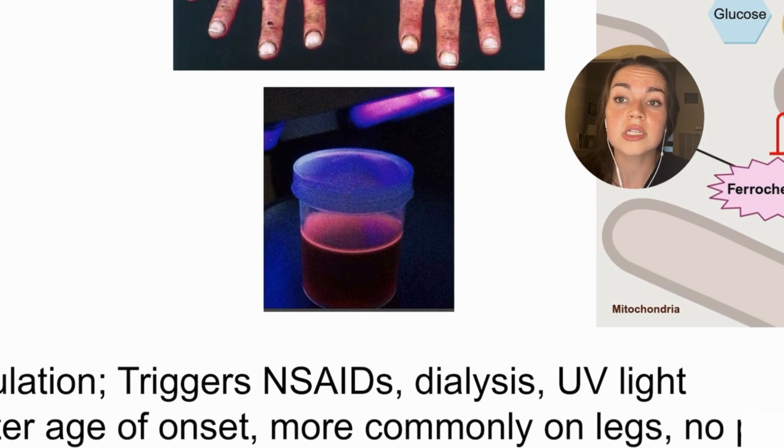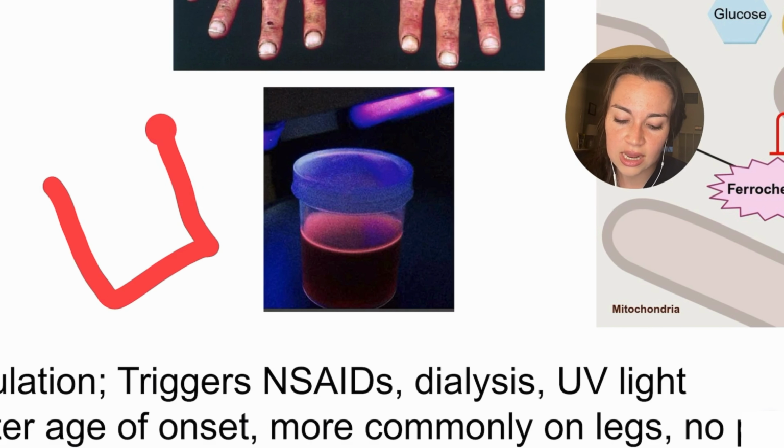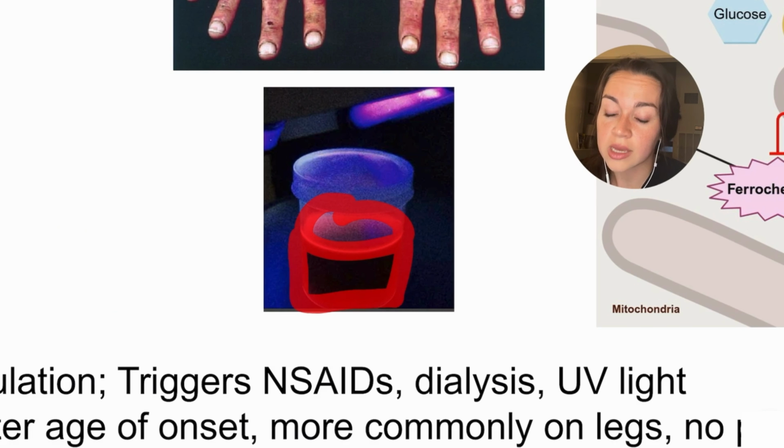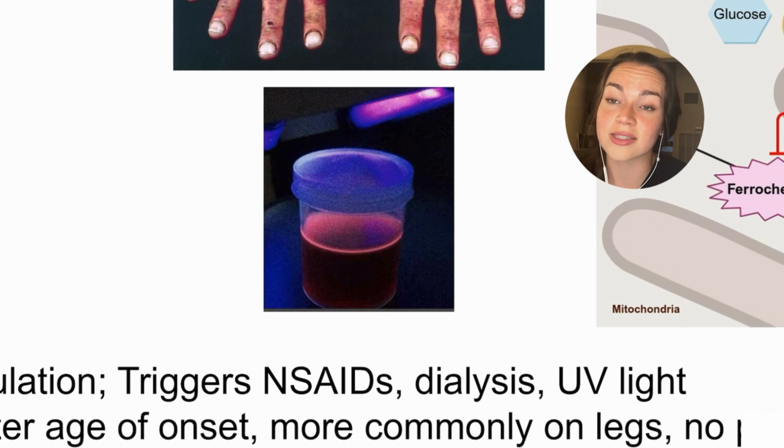Remember, we're seeing a buildup of uroporphyrinogens. Uroporphyrinogen is a porphyrin. It was one of those heme synthesis intermediates in a ring structure. Those porphyrins fluoresce under Wood's lamp. And so this urine fluorescence under Wood's lamp is characteristic of porphyrins accumulating in the urine.